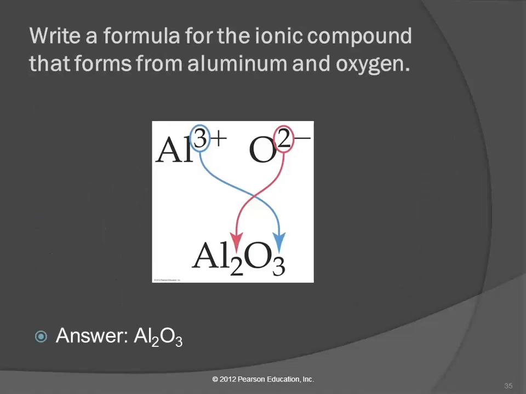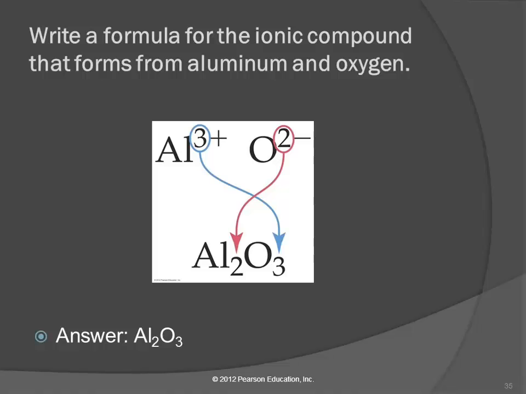Here we're looking at the ionic compound formed between aluminum and oxygen. The first step is to write the formulas for the ions with their charges. So we would find aluminum on the periodic table. We see it's in group 3A. It has a +3 charge. So there we go, Al3+. Oxygen is 2 squares over from the far right. It has a -2 charge.